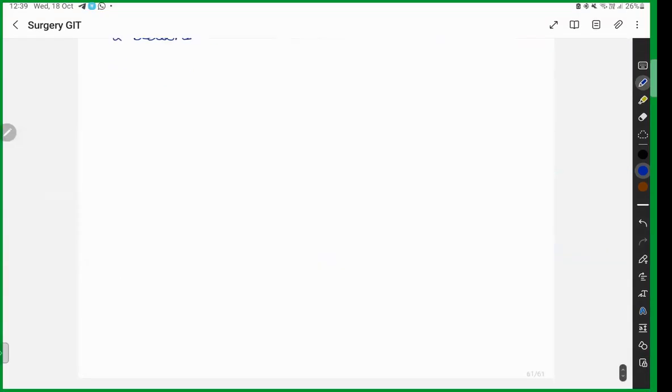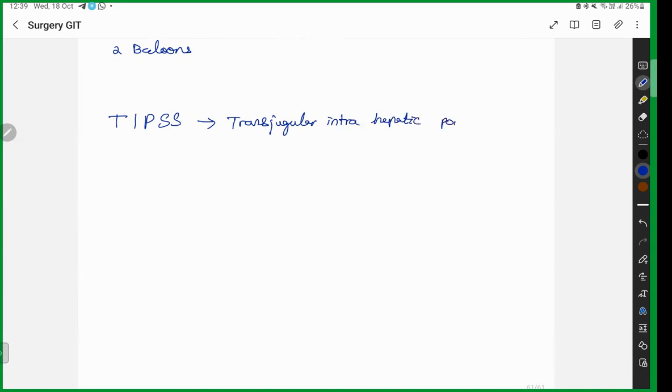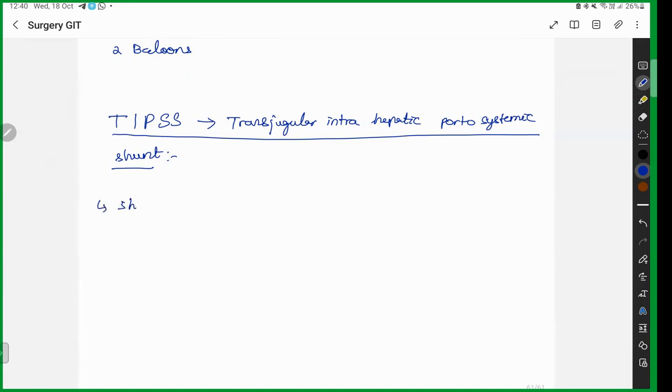There are various complications for it. Let's start with it. So first one we're going to discuss is TIPSS. What is TIPSS? Transjugular intrahepatic portosystemic shunt. That is your TIPSS. Okay, so what you have to remember is you're going to place a shunt which is going to be between your portal vein and your hepatic vein.